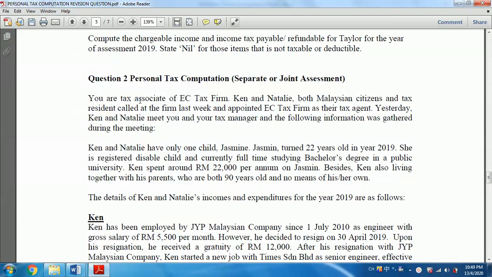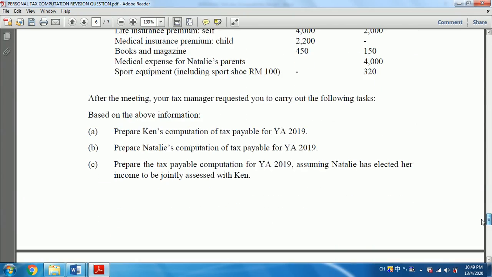So you are a tax associate in a tax firm. One day, Ken and Natalie, who are both citizens and residents, have appointed your firm as their tax agents. They meet you and your tax manager, providing all the information as below. After all this information, after the meeting, your tax manager requires you to perform the following tasks.